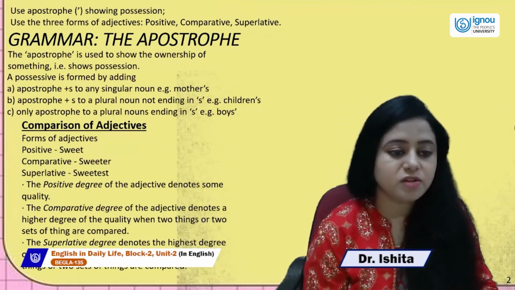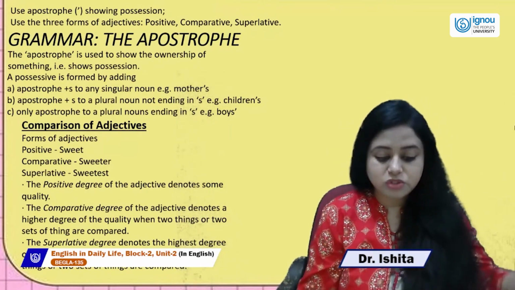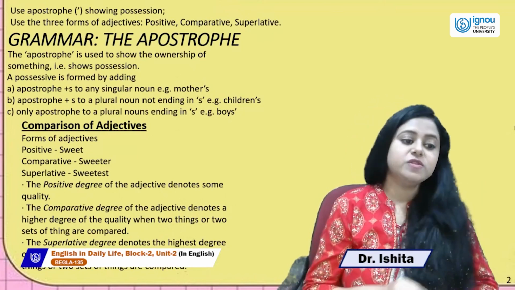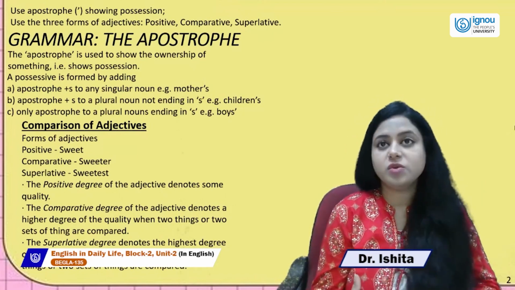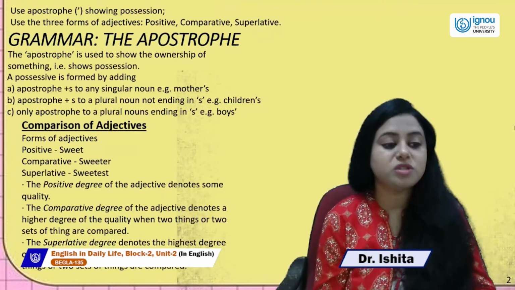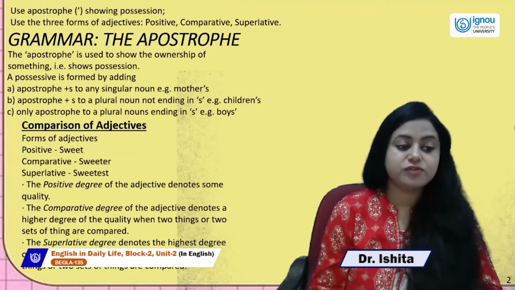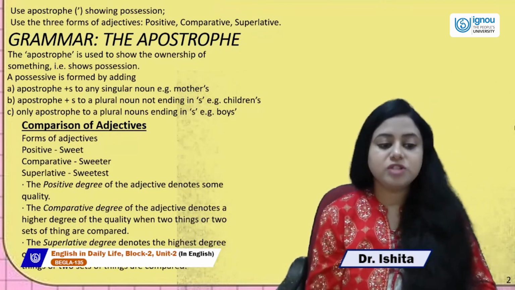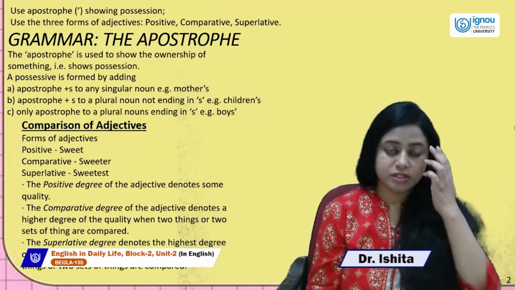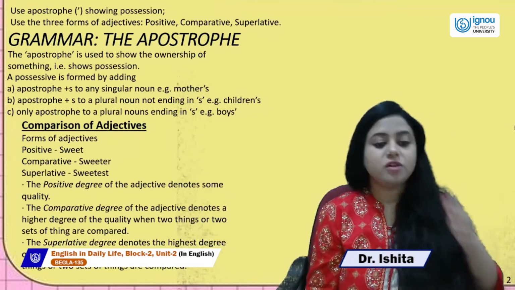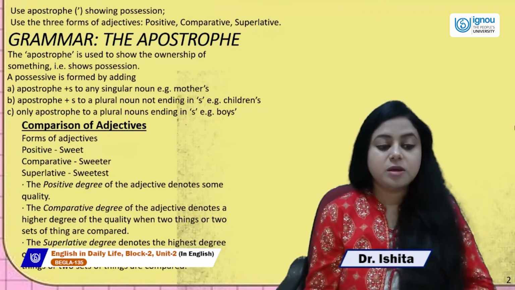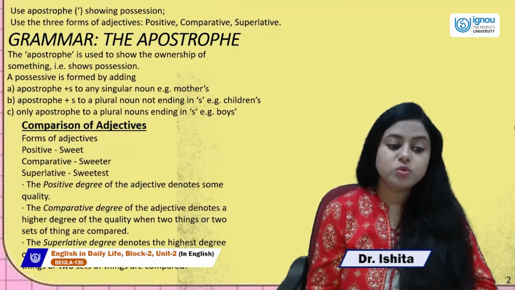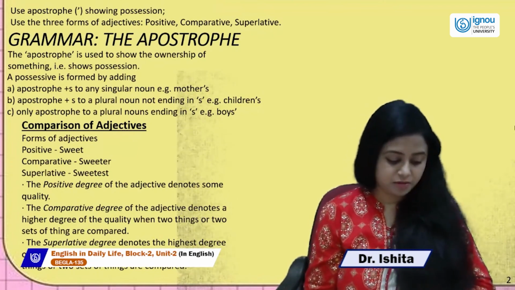Now we move to comparison of adjectives. We already know what adjectives are, but what are the various degrees of adjective? First is positive degree, second is comparative degree, and third is superlative degree. The positive degree of the adjective denotes some quality. The comparative degree of the adjective denotes a higher degree of the quality when two things or two sets of things are compared. All right.